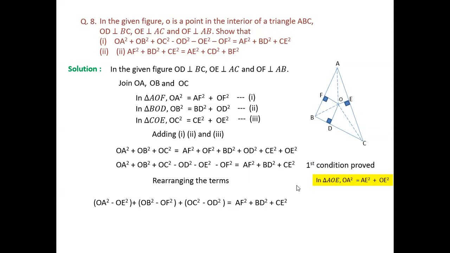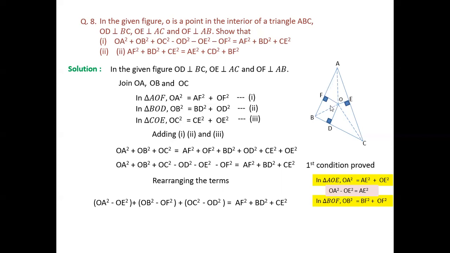Now, what I do, see this first. In triangle, here, what I have done, COE I have taken. Now, I'm not going to take this triangle, I'm going to take this triangle. AOE. In AOE, OA square is equal to AE square plus OE square. Now, let me take this OE this side. It will become AO square minus OE square is equal to AE square.